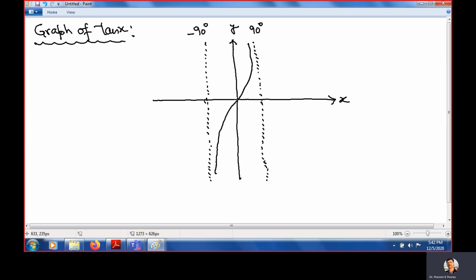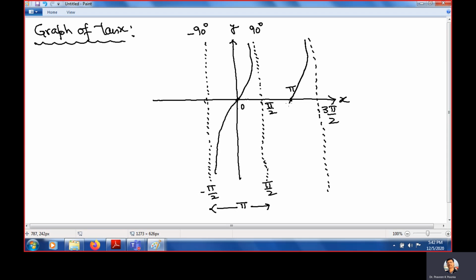clear. So this is 0 and it is 90. 90 means pi by 2 and minus pi by 2. So if you see the difference, this difference is pi only. If this is pi by 2, if you add pi by 2 more, then it will be pi by 2 plus pi, which is 3 pi upon 2, and this will be pi. Clear? And the graph will cross like this one.